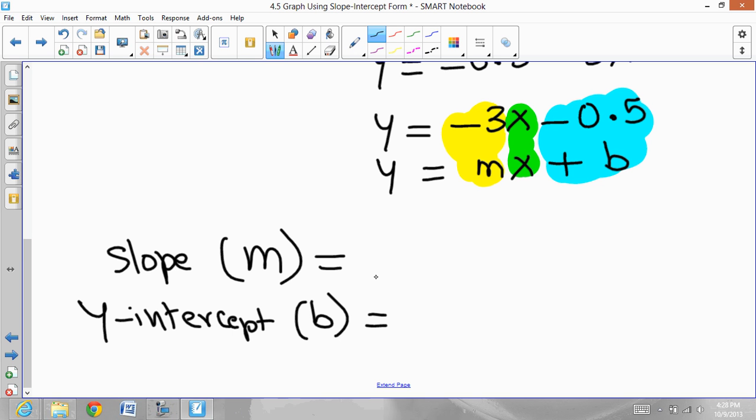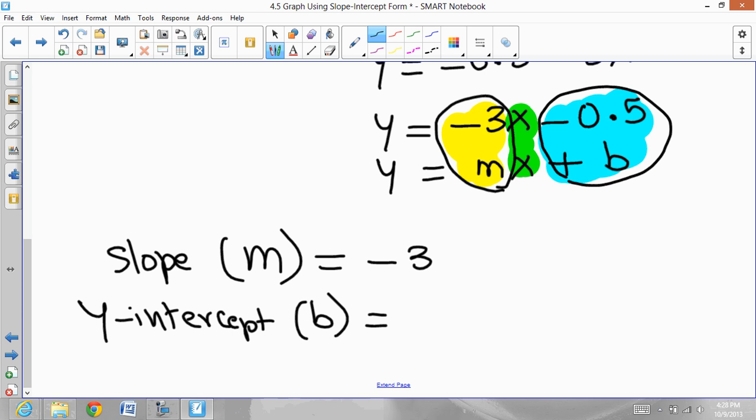So the slope m is negative 3. X is the same as x. So basically this is my slope. My y-intercept is basically this. So the y-intercept is negative 0.5, which is the final answer.